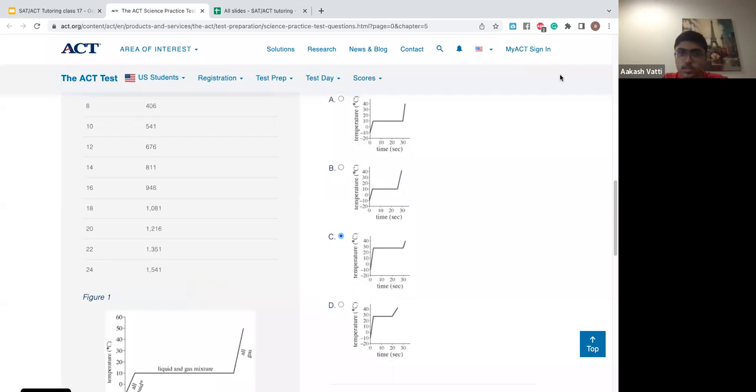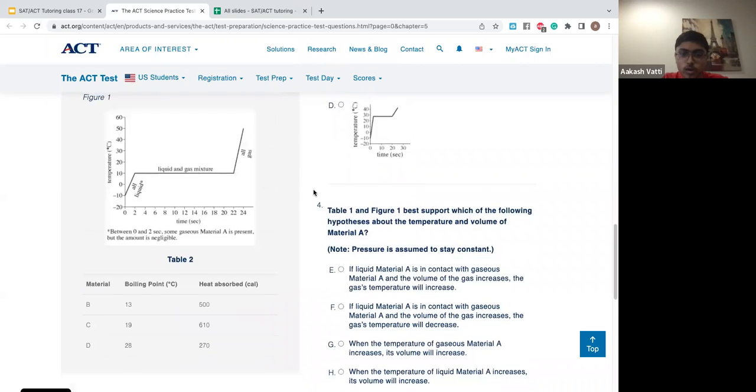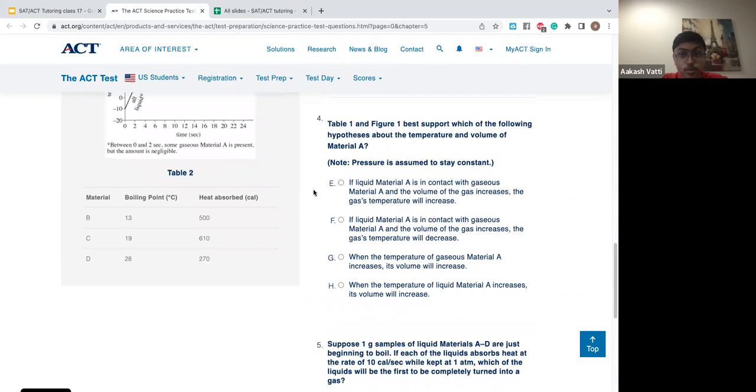No? All right. Question 4. Table 1 and figure 1 best support which of the following hypotheses about the temperature and volume of material A? Note, pressure is assumed to stay constant. So I'll give you guys a minute to do this one. Again, just put your answer in the chat after you get it.